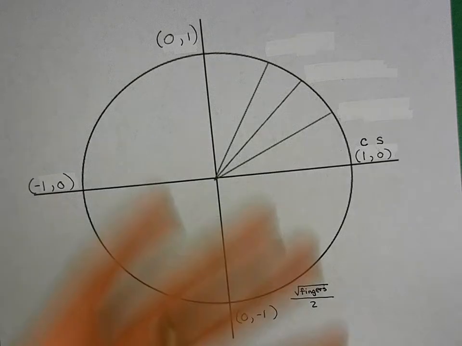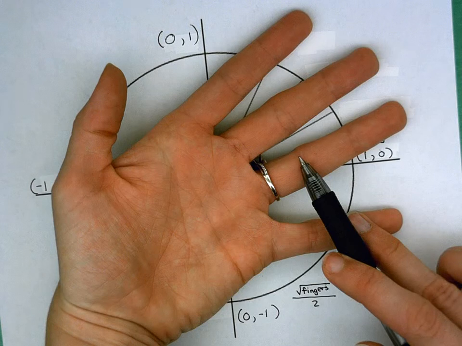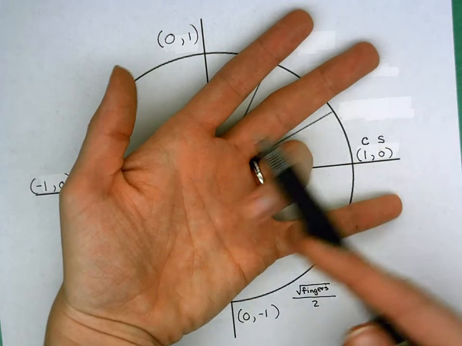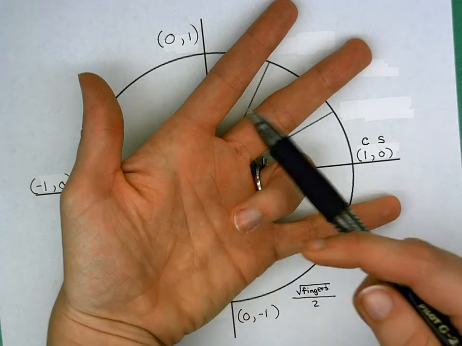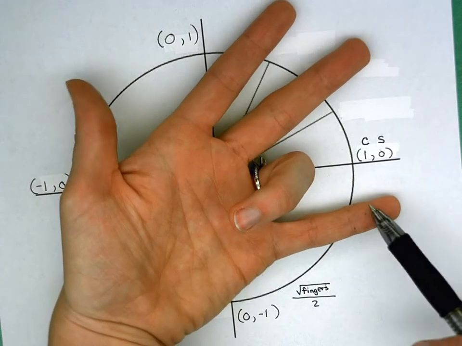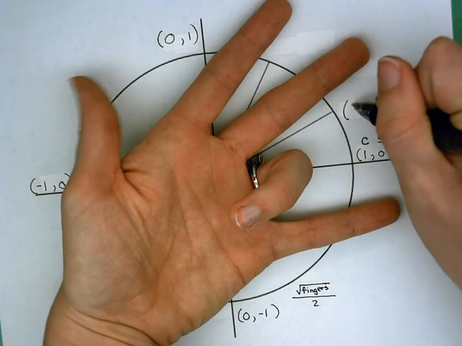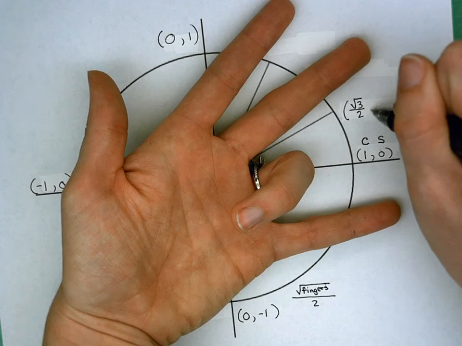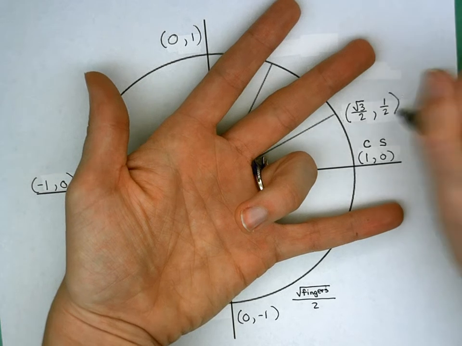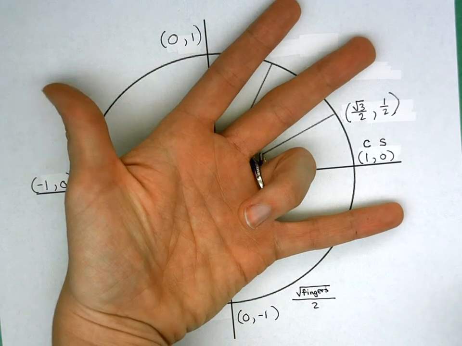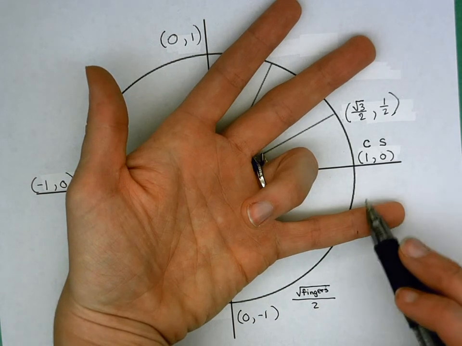Okay, so for pi over 6, this first one here, which corresponds to my ring finger, if I was wanting to know cosine and sine of pi over 6, I'd take my ring finger, I'd fold it down, and I can now see that cosine is this 3 over here, and sine is the 1. And so my cosine is going to be root 3 over 2, and sine is going to be 1/2. Okay, that's for pi over 6 there. Cosine is root 3 over 2, right? Root fingers over 2, and then 1/2, root 1 over 2.